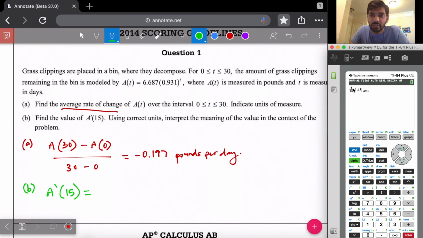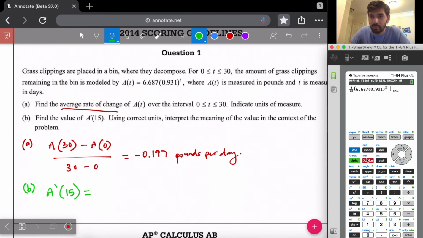And notice how it gives us this little open template for a function. So this d over d blank, we're going to put an x in there. d dx means take the derivative, and then inside the parentheses, that's what you're taking the derivative of. So inside the parentheses, we're going to put 6.687, parentheses, 0.931. Close those parentheses, and we're going to take this to the power of x.